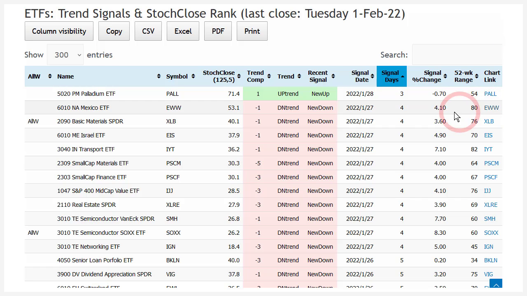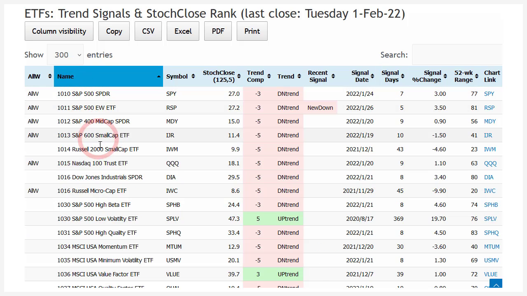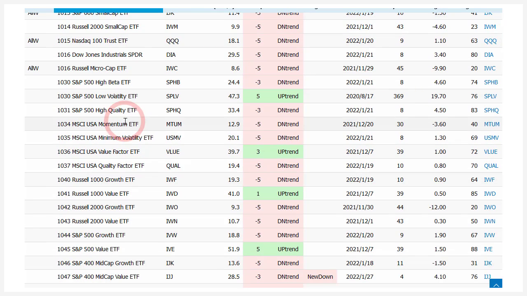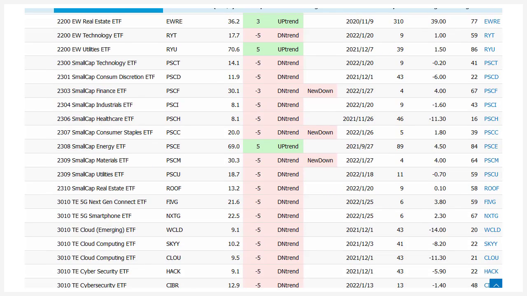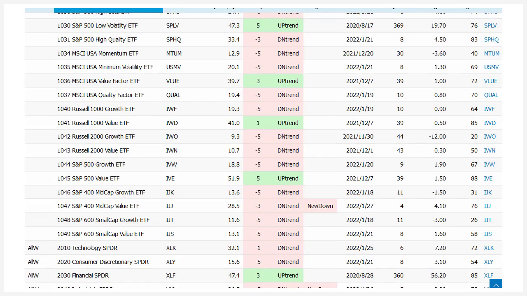And so what we can do here is sort first by name. If you just want a top-down sort and see the major index ETFs at the top, the style ETFs then, momentum, volatility, value, growth, etc. And then, of course, we have the sectors and then the industry groups. Then we get into bonds and commodities and currencies. Got it all here.